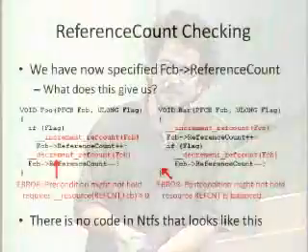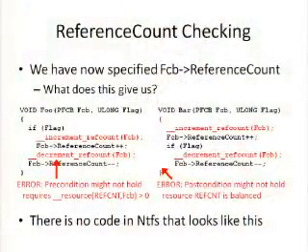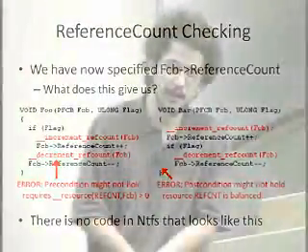The problem, though, is that there are no code paths in Ntfs that actually look like this, where on every straight-line code path, if a ref count is incremented, it's later decremented, like we saw earlier.